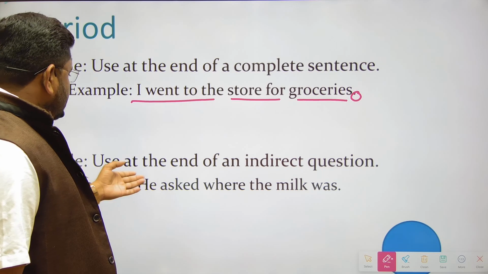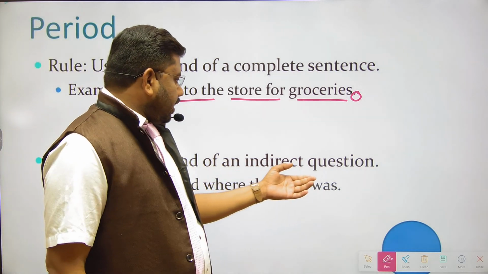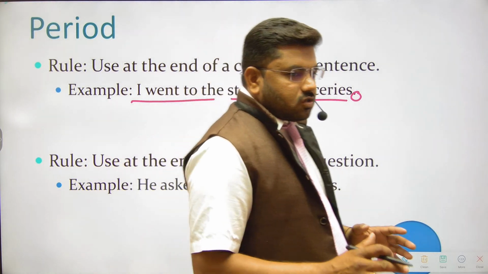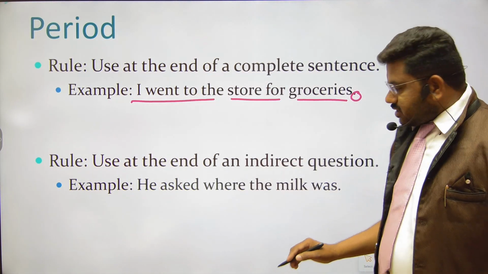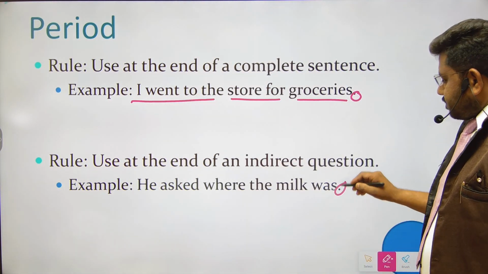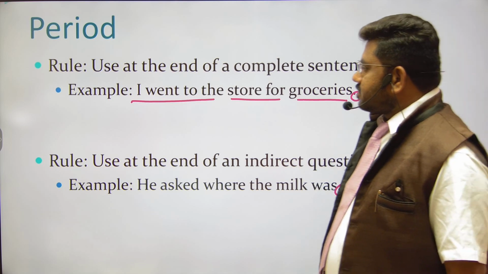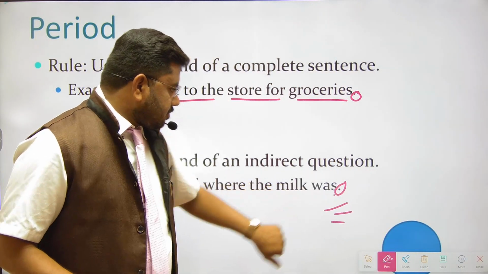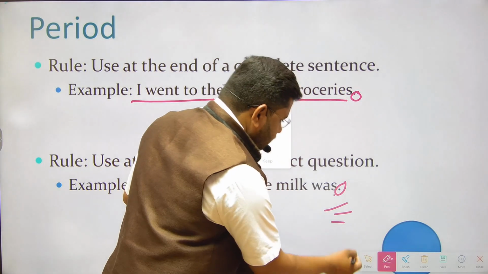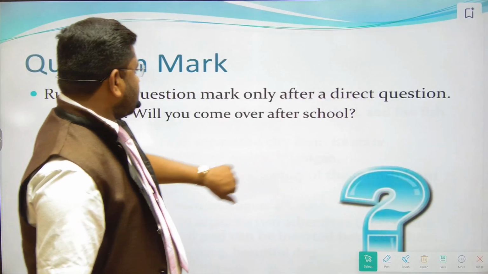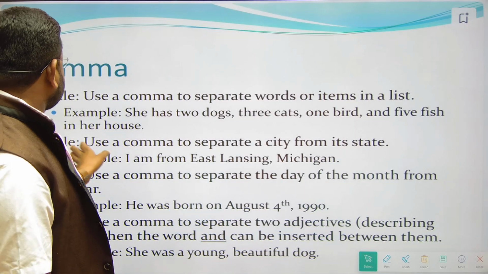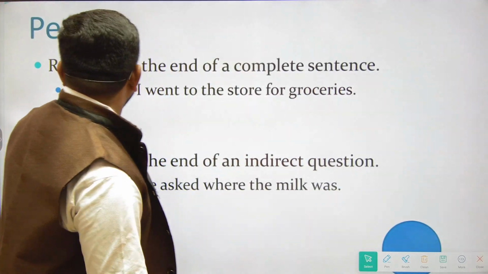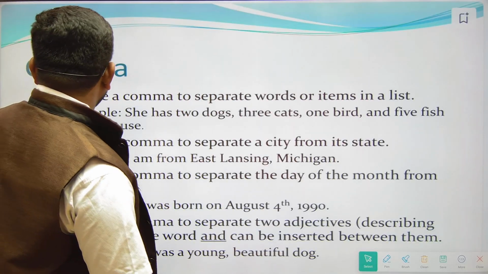Now see, use the period at the end of an indirect question. For example, he asked where the milk was, and at the end of this we put the period, which means full stop. Okay. Now see next, the question mark. See, here the period is over. Now here is a comma.